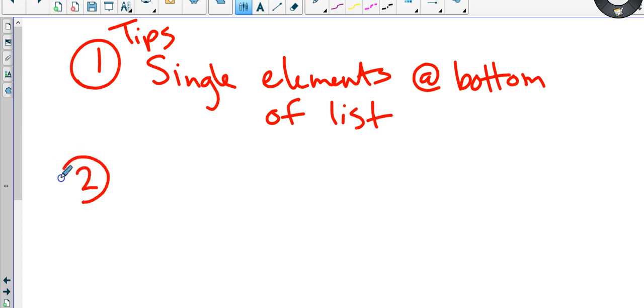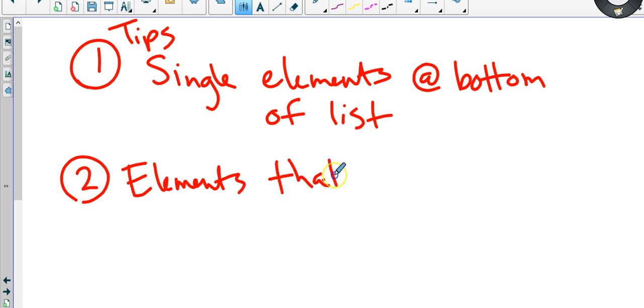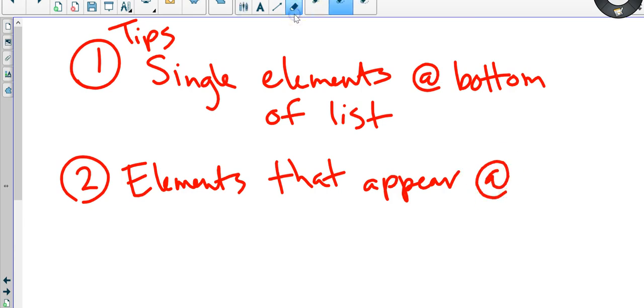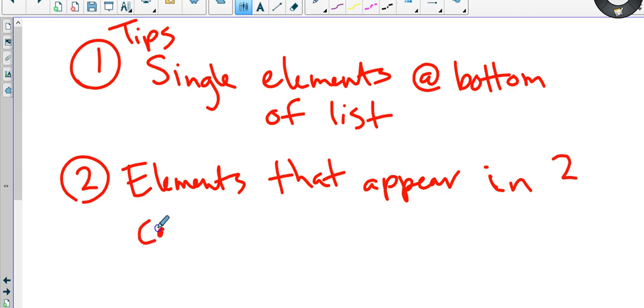And the other tip is elements that show up in 2 places. Oxygen also shows up in 2 places. It's in water and carbon dioxide in the product side. Elements that appear in two compounds on the same side. Do you understand what I'm saying? Like where the oxygen was in water and carbon dioxide? Those also should go at the bottom. Elements in two compounds on the same side go at the bottom.